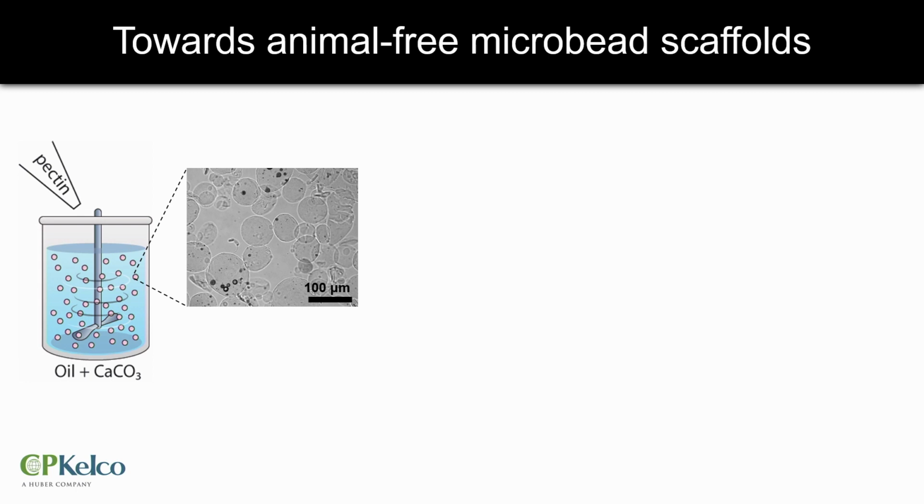We're also working towards animal-free microbead scaffolds, and so I pretty much translated our gelatin approach using pectin. And we are acquiring pectin from CP Kelco, if you've heard of them. They're a large food company, and they have a lot of their products in plant-based alternatives. And so here what I'm doing is I'm adding the pectin. I'm doing a similar emulsion, but instead adding calcium carbonate to cross-link. And in this process, I'm able to form microbeads.